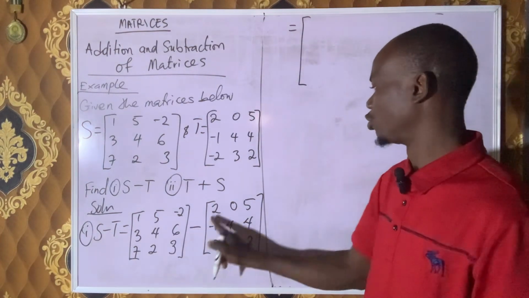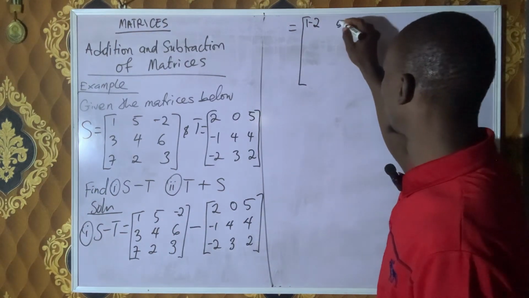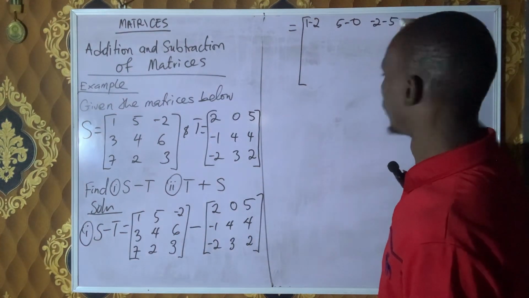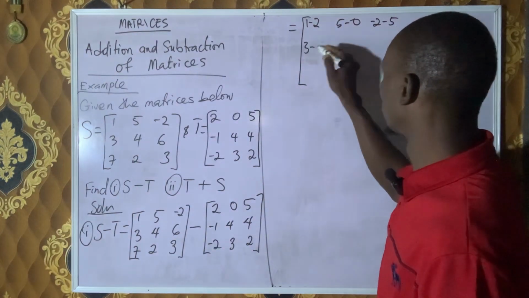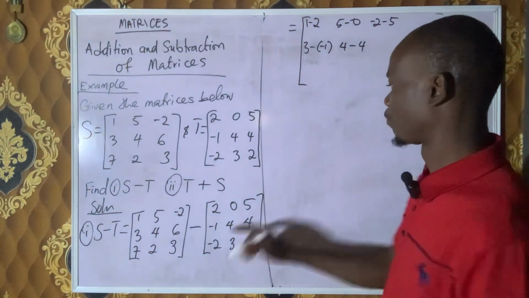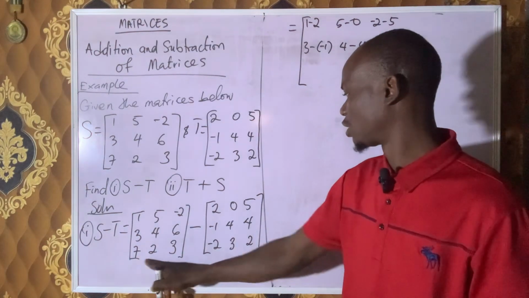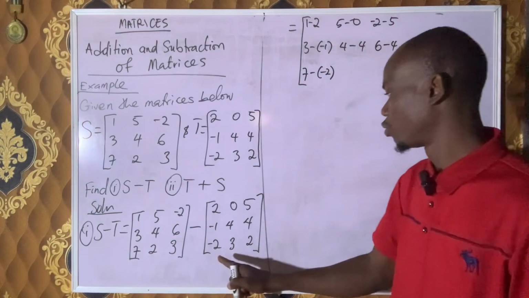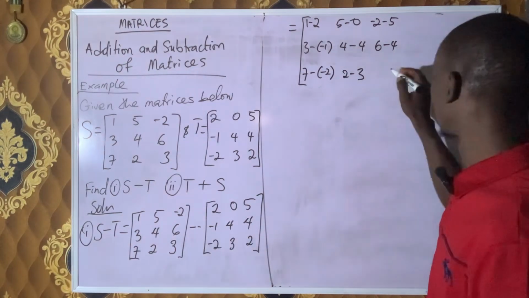So we have 1 minus 2 and 5 minus 0, minus 2 minus 5, and then the second row we have 3 minus minus 1, 4 minus 4, 6 minus 4, and then the third row we have 7 minus minus 2, and then 2 minus 3, and finally 3 minus 2.